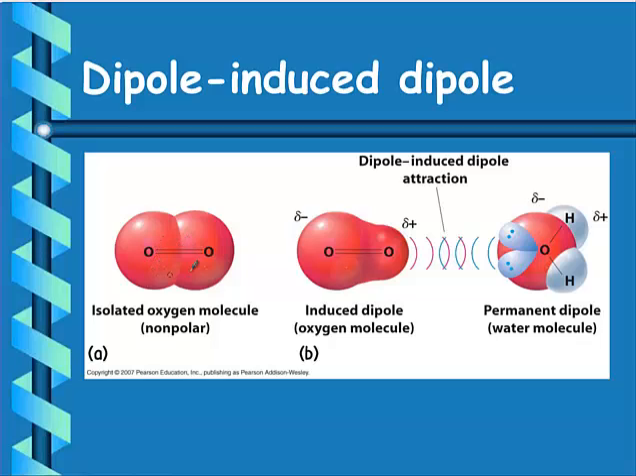We have oxygen, which is a nonpolar molecule. When water or any other permanent dipole molecule comes close to oxygen, the slightly negative oxygen is going to repel the electrons in oxygen, making that side slightly positive, and the other side slightly negative, which then in turn would affect the next neighboring one, making this side slightly positive, slightly negative, and so on.